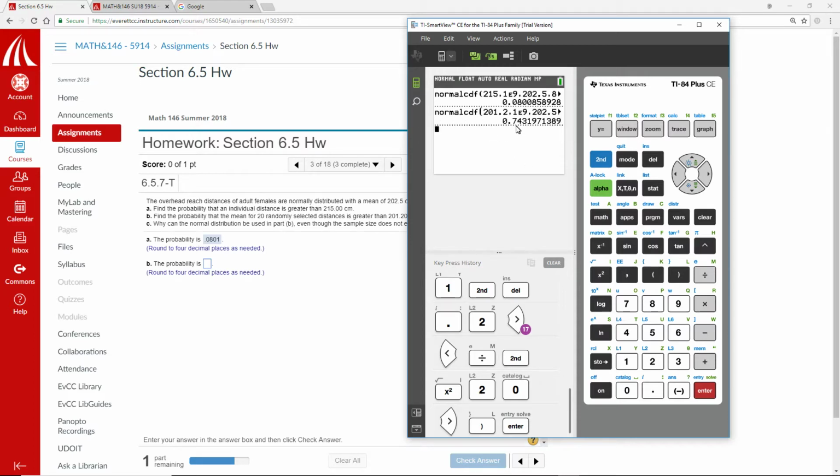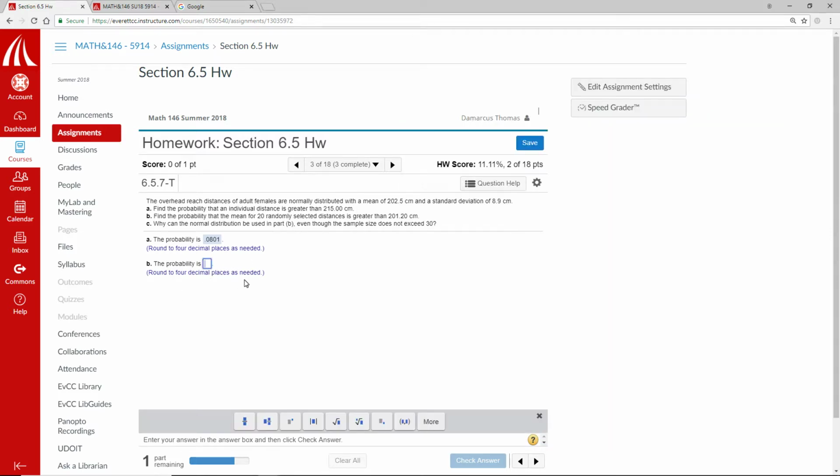And what did we get? It looks like we got 0.7432 if we round it. So let's check and see if that works.